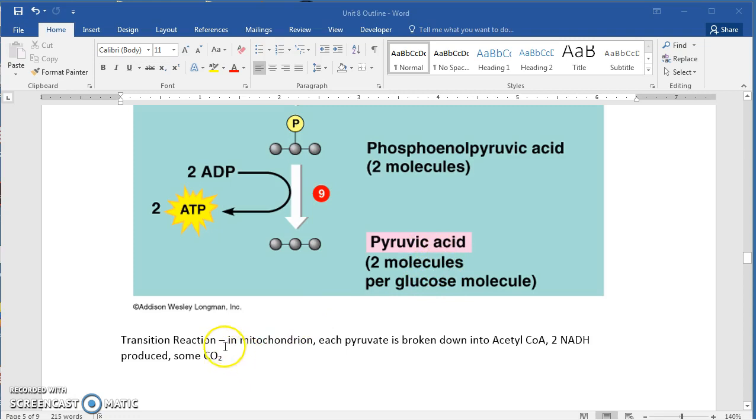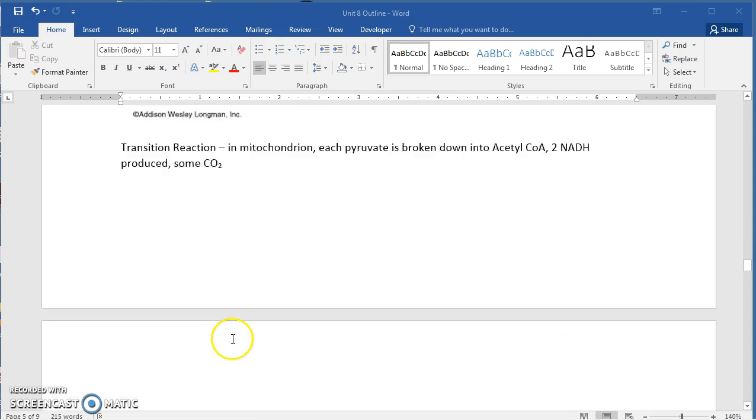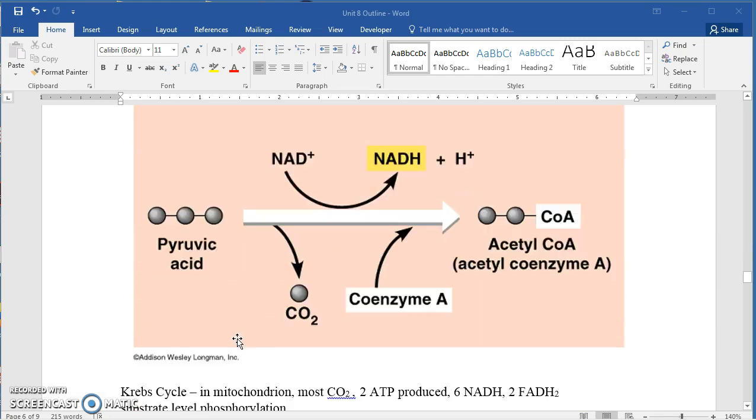In the mitochondrion, a transition reaction occurs. So where does it occur? In the mitochondrion. You want to know that. Each pyruvate is broken down into acetyl coenzyme A, and by being broken down, a little bit of carbon is pulled off. When those carbons are pulled off, and the molecules just rearranged just a little bit, 2 NADHs are produced, and of course the carbon dioxide is released from those carbons being pulled off.